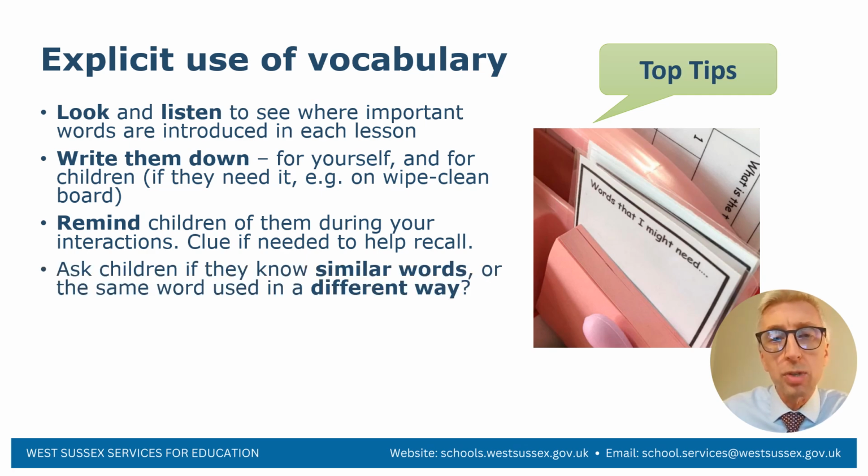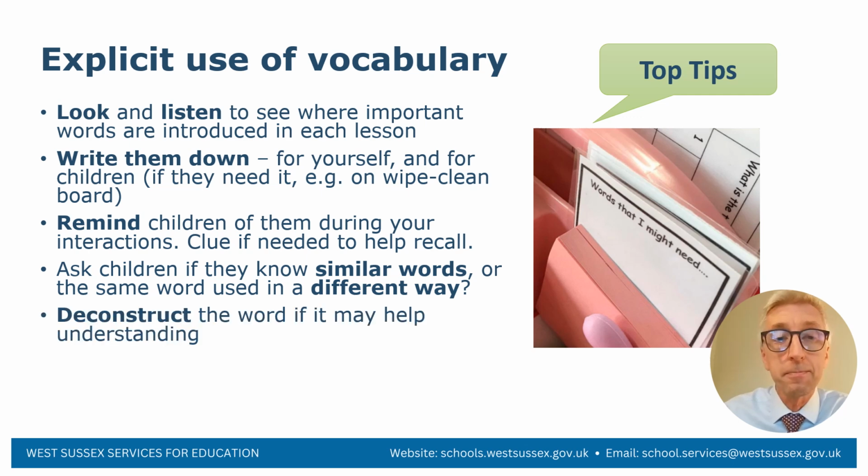You can also ask children if they know similar words or the same word which is used in a different way. This helps children link that understanding, which helps them build a schema, and so information is more likely to be retained and understood. So, for example, the Normans invaded England in 1066, grey squirrels are an invasive species, and netball is an invasion game in PE. All these examples use a similar word meaning, but in different contexts.